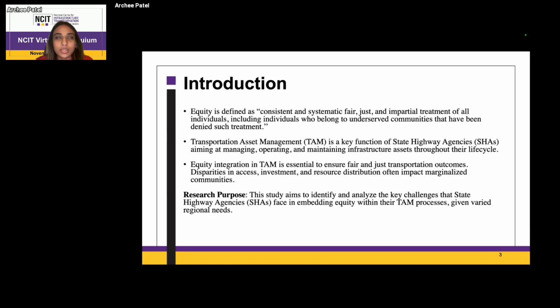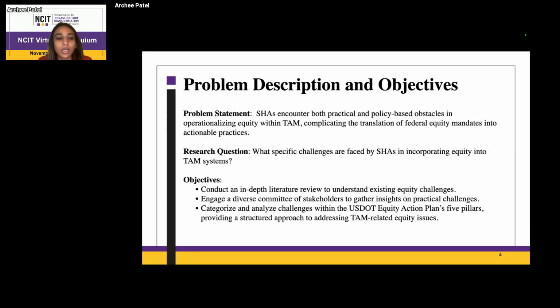However, there are disparities in access, investment, and resource allocation, which affect communities. This study seeks to understand and analyze the challenges that state highway agencies face while embedding equity in the TAM processes, especially with different regional needs. The problem statement here is that state highway agencies encounter both practical and policy-related obstacles while trying to incorporate equity into TAM practices. This often complicates the process of translating federal equity goals into real-world practices.